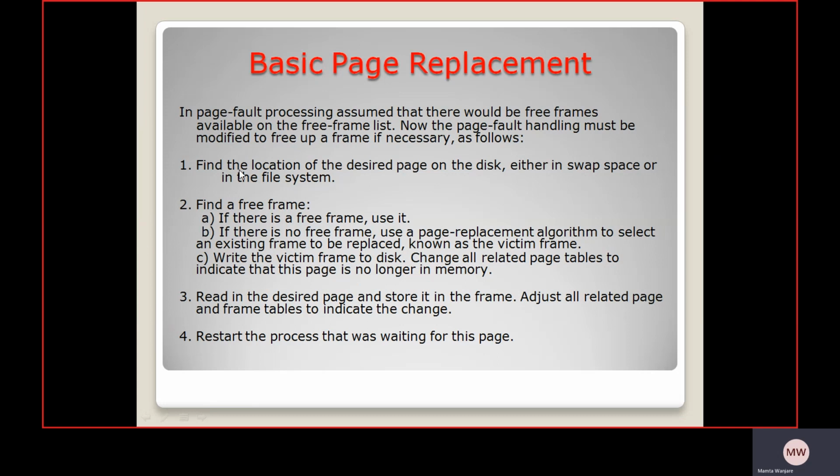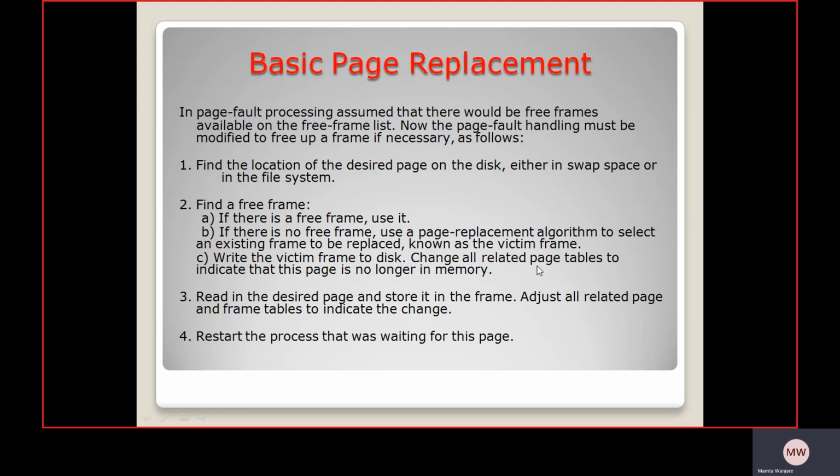The steps are as follows. Find the location of the desired page on the disk, either in swap space or in the file system. Second, find a free frame. If there is a free frame, use it. If there is no free frame, use a page replacement algorithm to select an existing frame to be replaced, known as the victim frame.